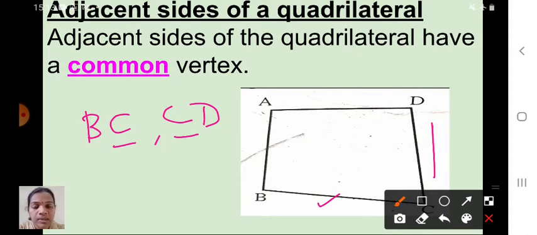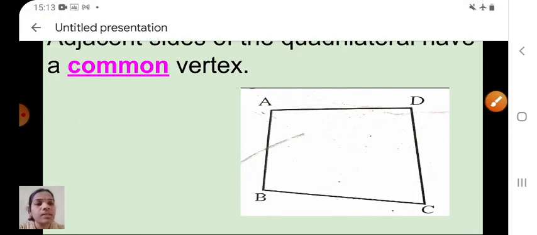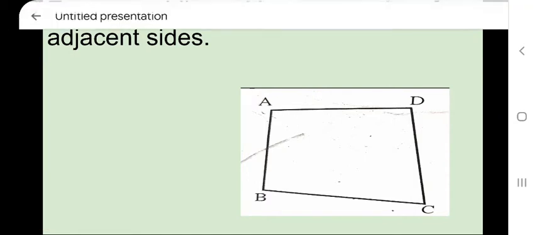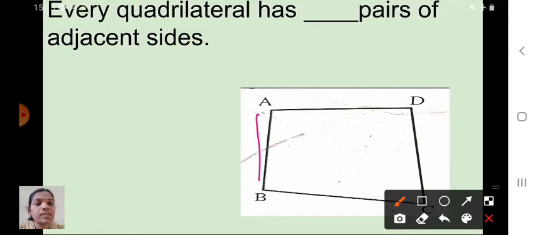So adjacent means, you don't get confusion, adjacent means a neighbor. Okay, so next one, children, you have to see here. Every quadrilateral has how many pairs of adjacent sides? Do you know? This one is one side. What is the adjacent side? This one. Okay, and so like this you have to write the pairs. You will get 4 pairs of adjacent sides. Every quadrilateral has 4 sides and 4 pairs of adjacent sides.